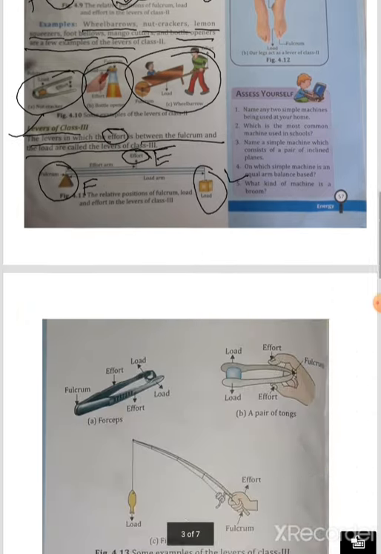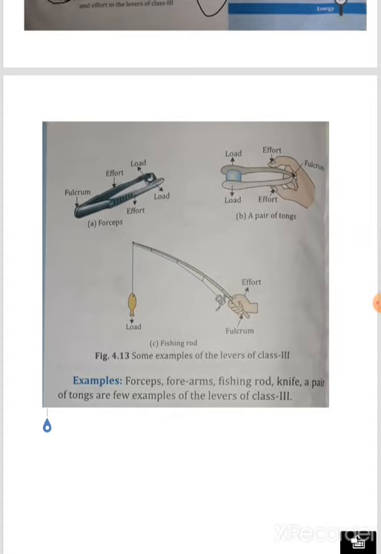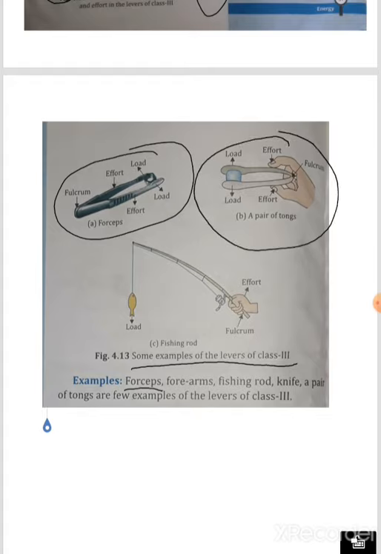Okay, so let us now see the examples. Some examples of class 3 levers are forceps, chimney. These are the things that you have seen in your day-to-day life. You have used these things, but you have not realized it. Similarly, a pair of tongs, in Nepali we call it chimta, isn't it? A fishing rod, you have seen this. Your hair clips. There are so many things, scale, pencil, all these are kinds of levers.